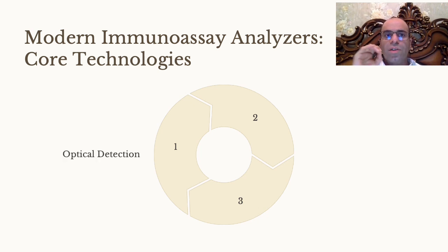What is it? It utilizes advanced spectrophotometry, fluorescence, and chemiluminescence to measure signal intensity with high sensitivity. These systems can detect minimal concentrations of target analytes through precise wavelength discrimination and signal amplification.